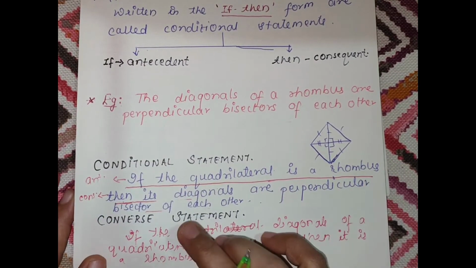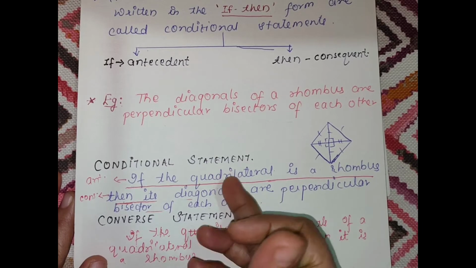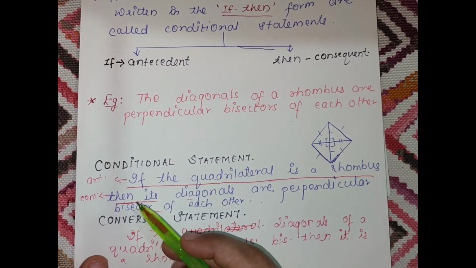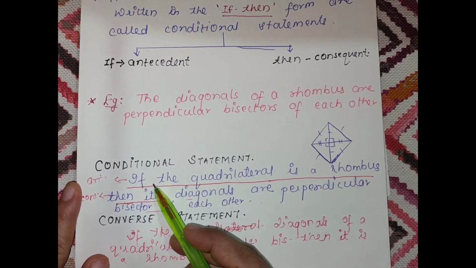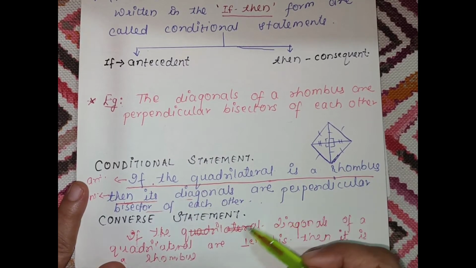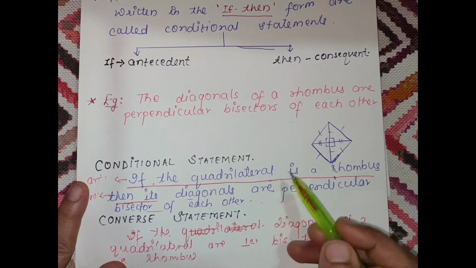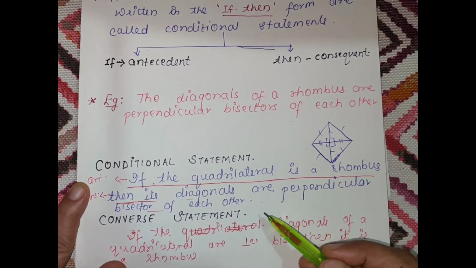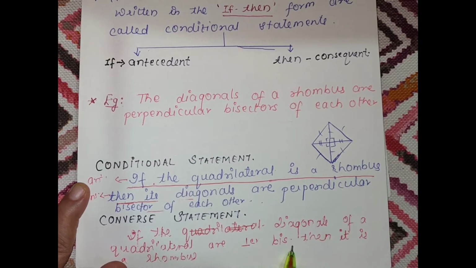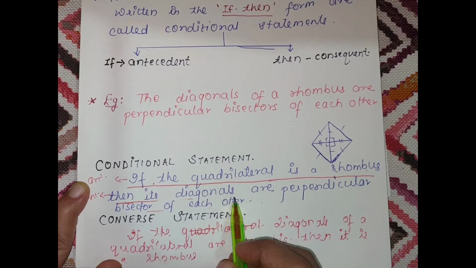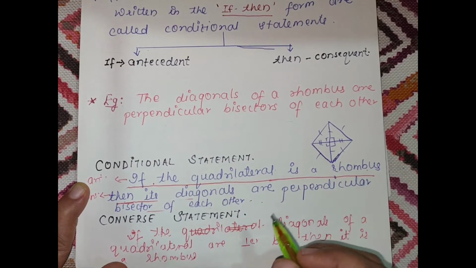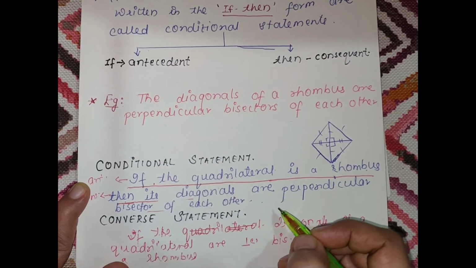This is the way we have to write a conditional statement and its converse. You have to just interchange. The if part becomes then and the then part becomes if. But in both the cases, both the statements are true for each other. If diagonals are perpendicular bisectors, then it can be a rhombus, and if it is a rhombus, then its diagonals can be perpendicular bisectors. That means in both, both the statements are true.